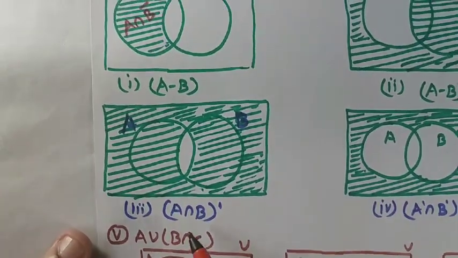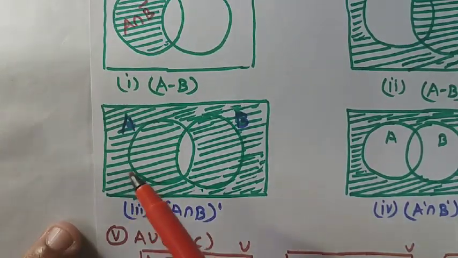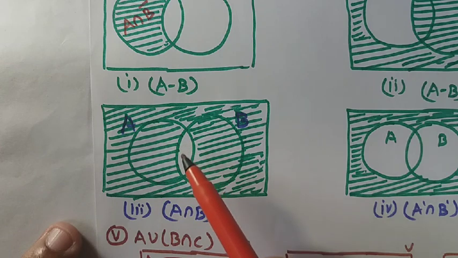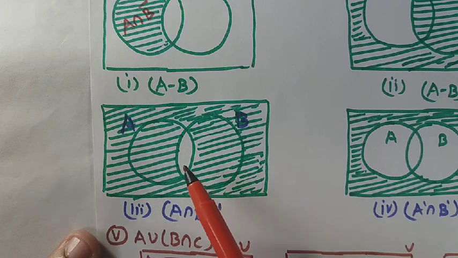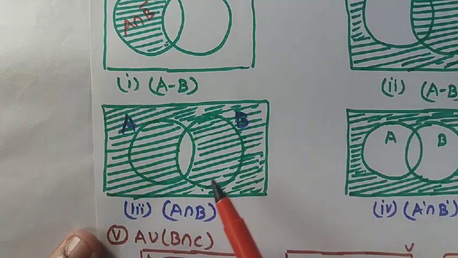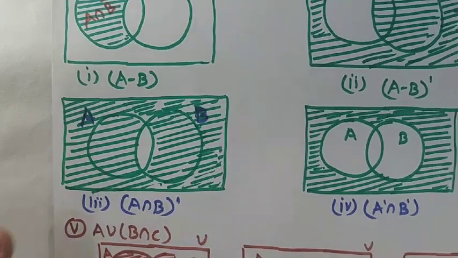Then third is A intersection B complement. So this portion is A intersection B. So we have to find those values which are U minus A intersection B. So this whole shaded portion represents the A intersection B complement.